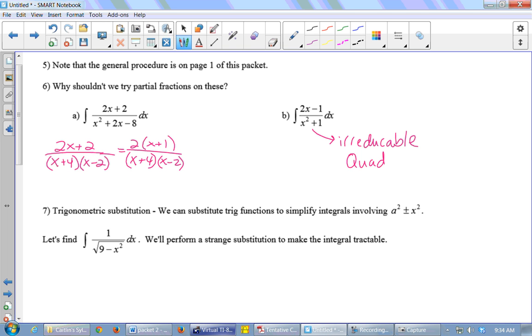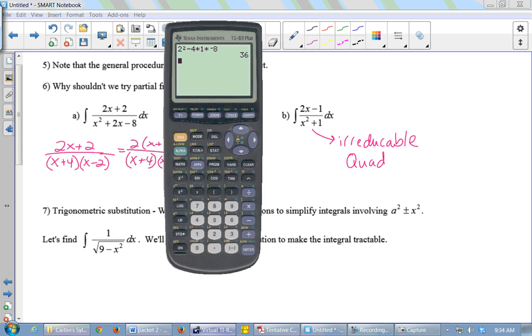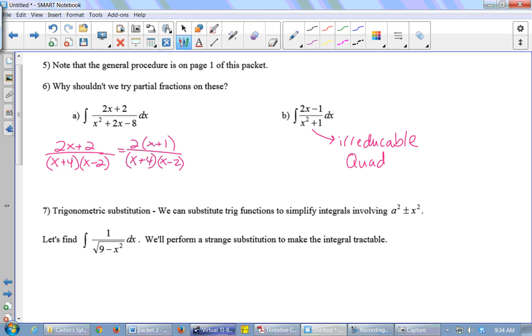So for A, I don't know why that's there. Maybe it's supposed to be a +8. Does that make it unfactorable? Yeah, if it was a +8, it would be an irreducible quadratic, and then it would be a linear over an irreducible quadratic.